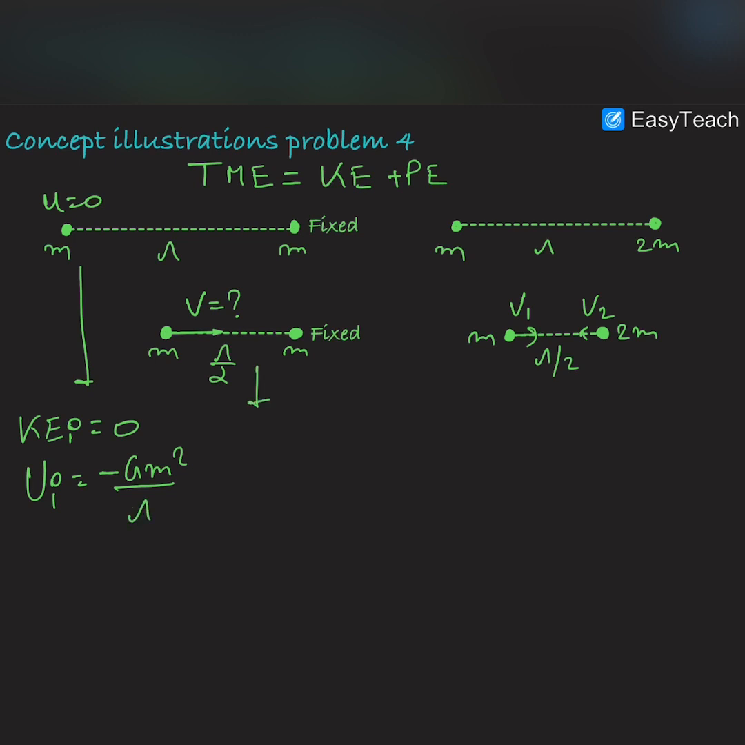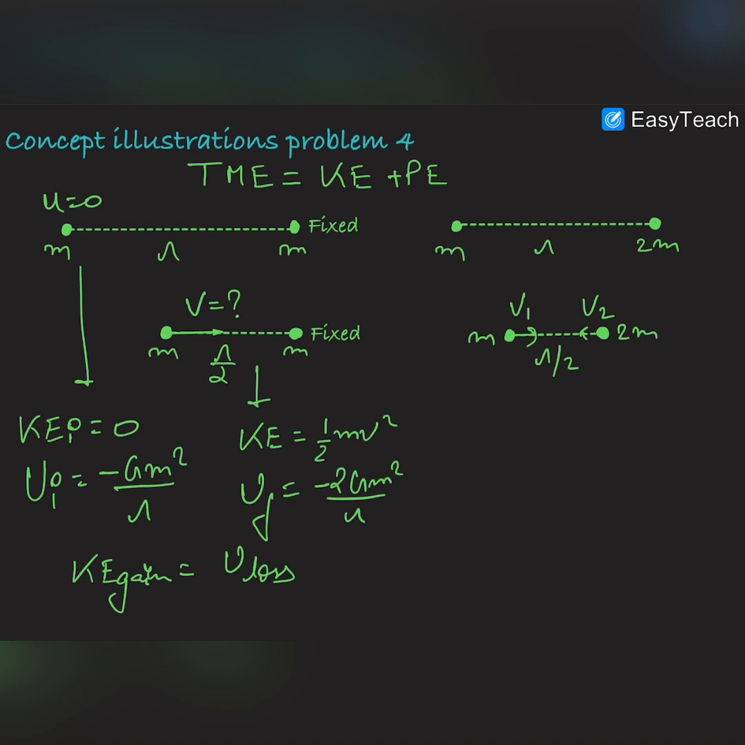And finally the kinetic energy would be half mv square, and the potential energy would be minus 2gm square by r. Why I am using this 2 is due to the fact that in the denominator there would be r by 2, so 2 would be here. Now we know that the kinetic energy has increased, so the gain in kinetic energy would be due to the loss in potential energy. So we are just equating the gain of kinetic energy to the loss of potential energy.